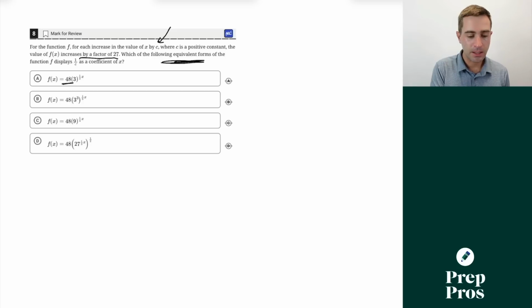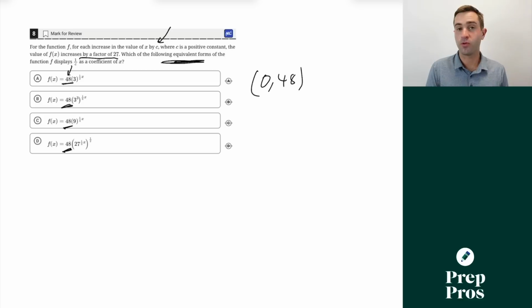Using our basic understanding of exponential growth and decay, we know all of these equations are going to have the point 0, 48 on them. This is always our starting value that comes before the parentheses. And now we have to unpack this first sentence to be able to solve for c.